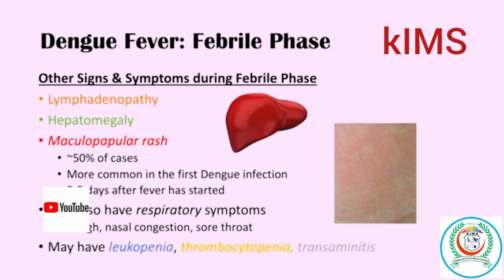And some of the more worrisome things that can happen in the febrile phase in dengue fever are the findings of leukopenia or low white blood cell count, thrombocytopenia or low platelet count, and transaminitis or elevated liver enzymes like ALT and AST. So these only happen in a small subset of febrile phase patients, but if they do, they are again a worrisome sign that this is a severe dengue fever.